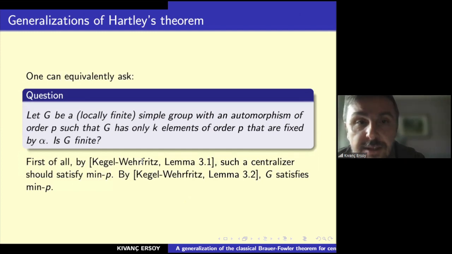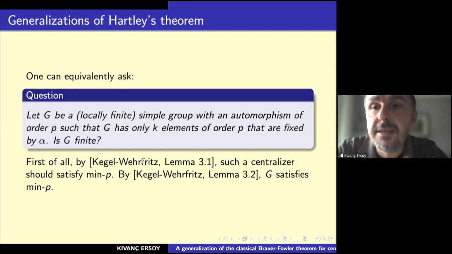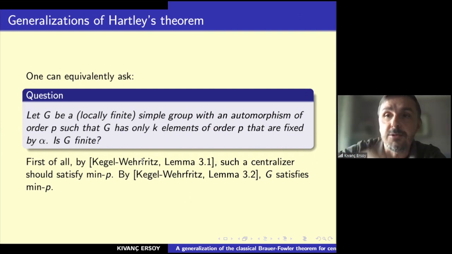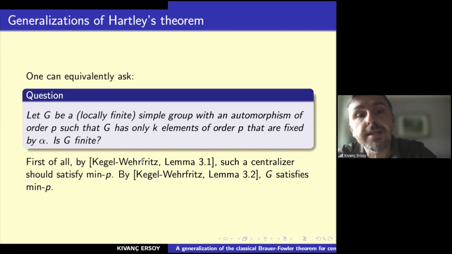First, one can equivalently ask if G is a locally finite simple group with an automorphism of order P such that G has only k many elements of order P that are fixed by alpha. Is G finite? So the finite version and the locally finite version can be analogs, because the union of finite simple groups is a simple locally finite group.